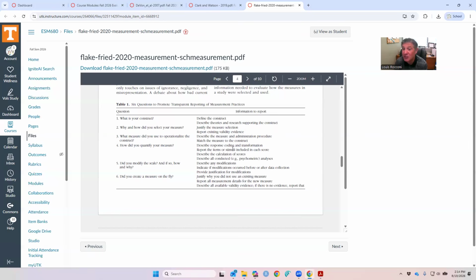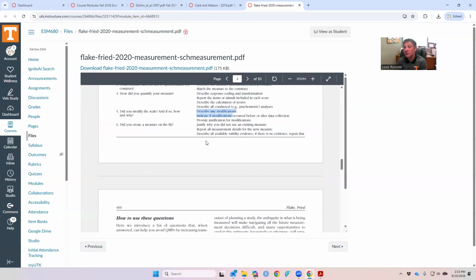You need to describe our response coding and transformations that you had along in the process. You need to describe any type of modifications that you made to your items along the way and why. What's the justification for making those modifications to your items? So they go through a lot of different things. I think the big takeaway from this is transparency in what you're doing.